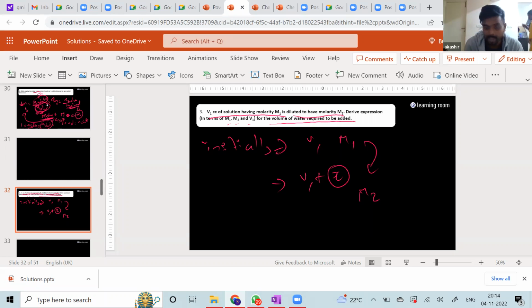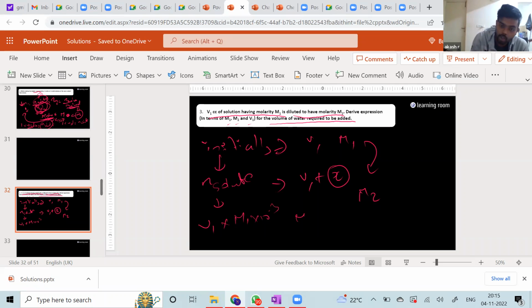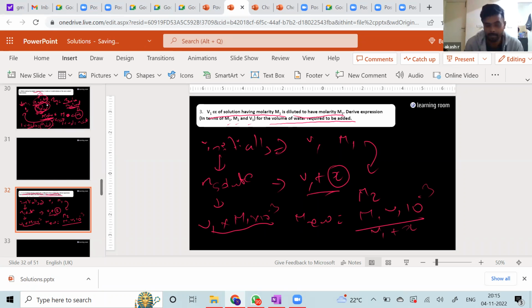Now we know how dilution works. The number of moles of solute is not going to change, only the volume will change. So initially the number of moles of solute would be V1 into M1 into 10 to the power minus 3. Now, when I go to the new molarity, the number of moles of solute is M1 V1 into 10 to the power minus 3 divided by the total volume. Now, what is the total volume? V1 plus X. And this new molarity is nothing but your M2.